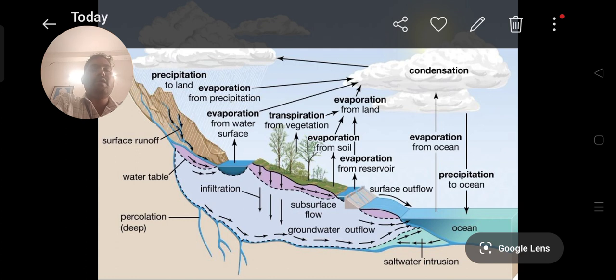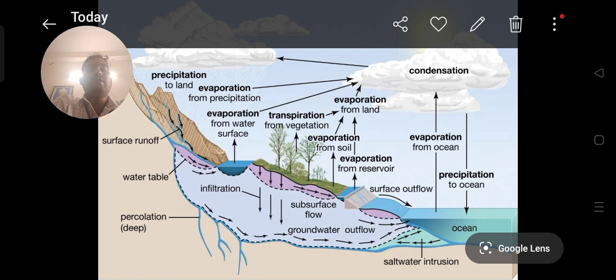And here I want to discuss the components. The first one is evaporation, the next is evapotranspiration, and the next is transpiration. After that there is cloud formation, and after cloud formation there is precipitation, and after precipitation it may create surface runoff, infiltration and percolation. I want to explain infiltration and percolation one more time.